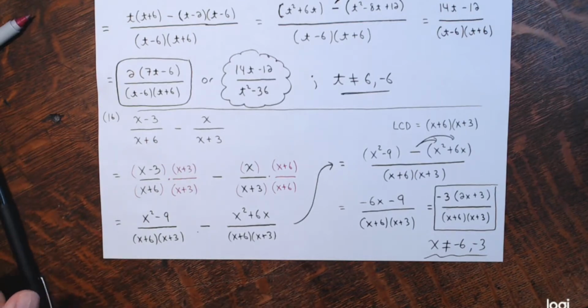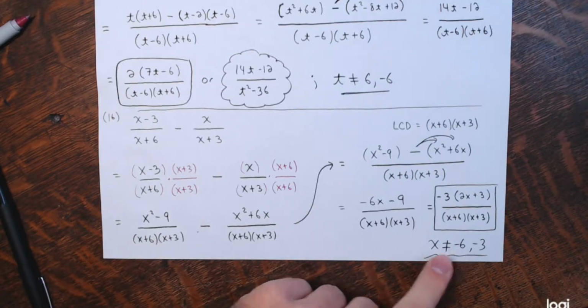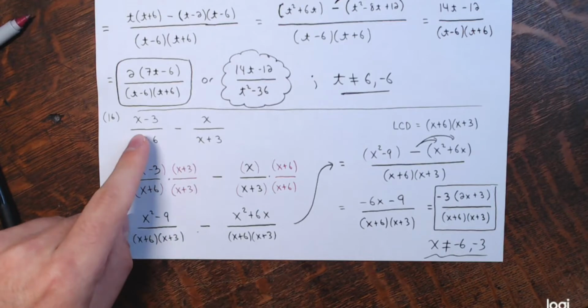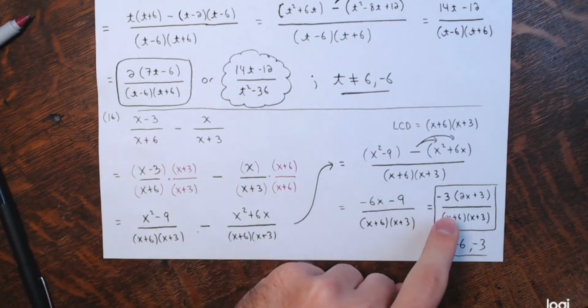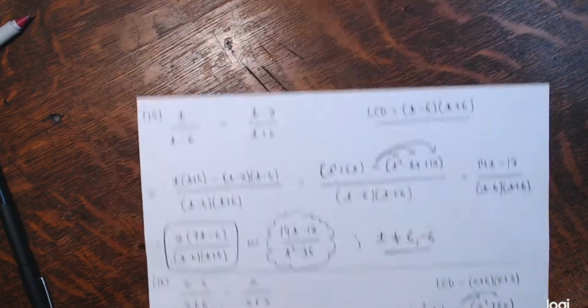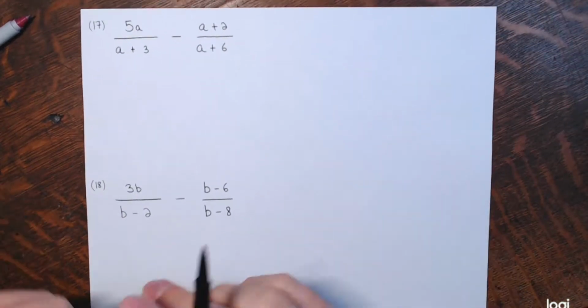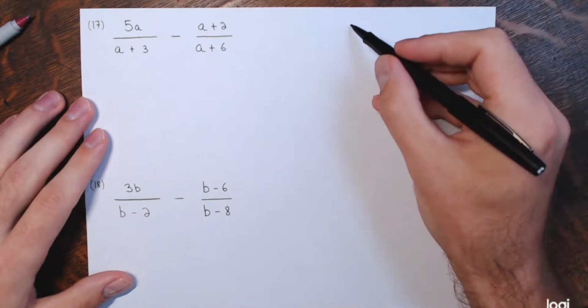Alright, and test it out. Replace x with any number you want, as long as it's not negative 6 or negative 3, and the value of the original expression should be the same as the value of this fraction here. You'll see that 17 and 18, again, very similar. Alright, example 17. Now I'm going to speed it up again.